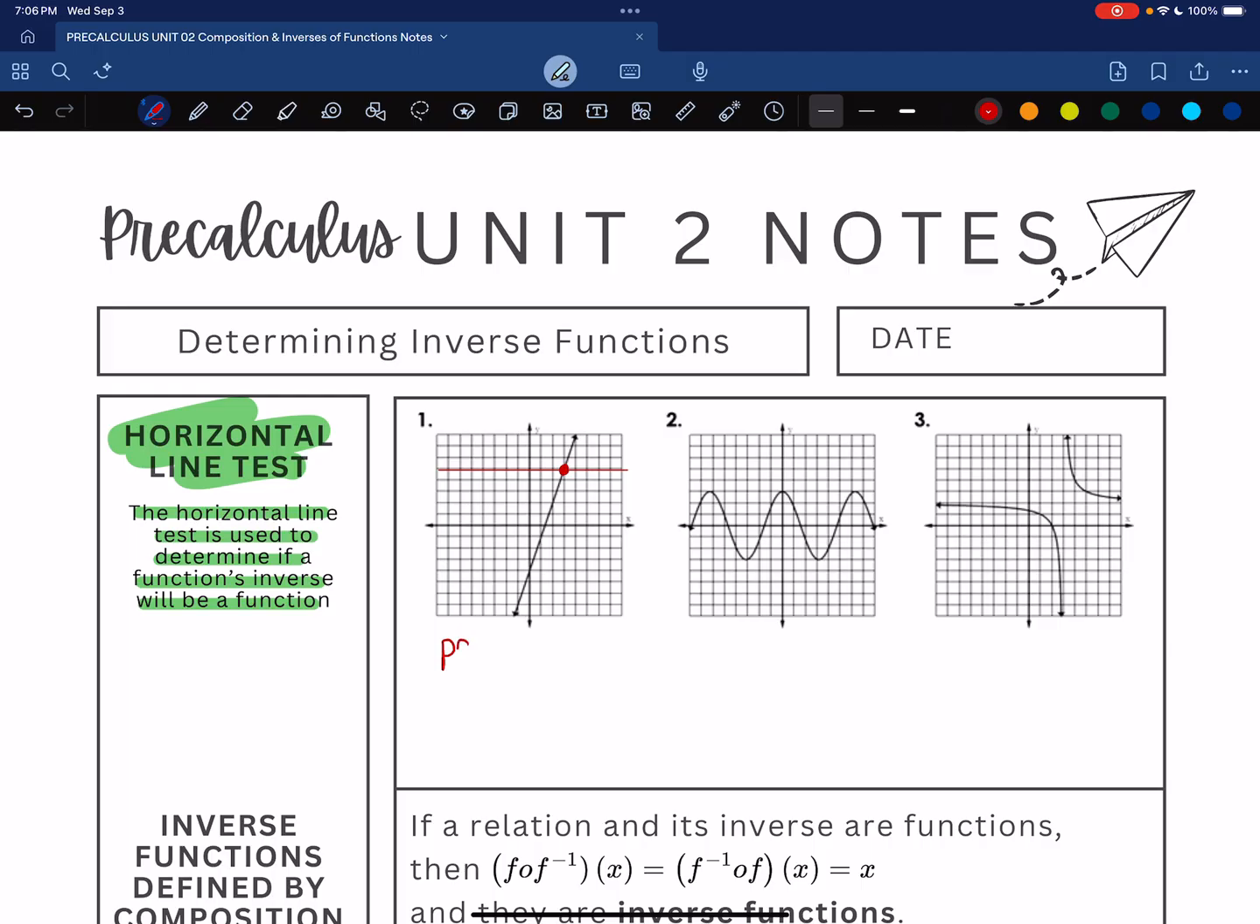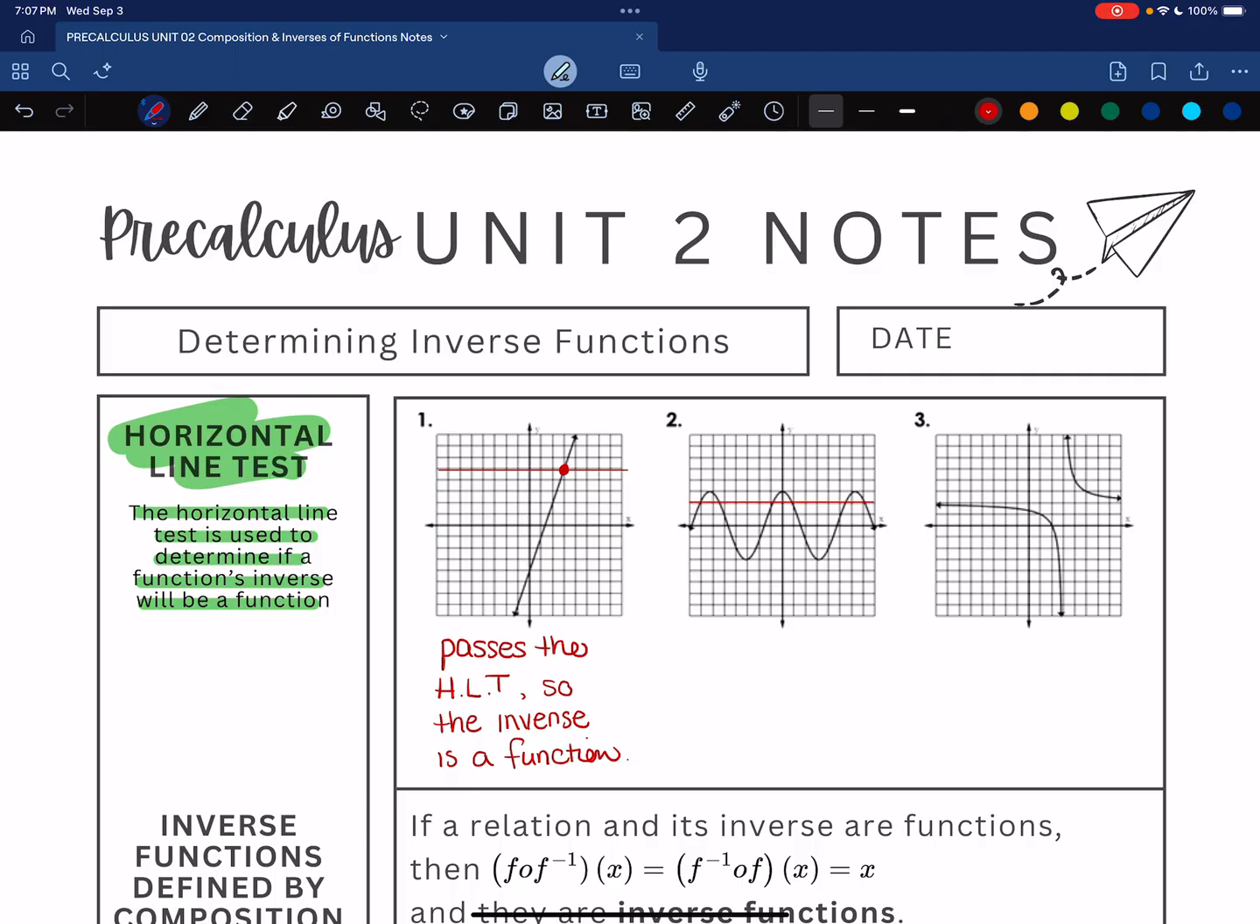So we can say passes, and I like to abbreviate it, horizontal line test. And then we can say, so the inverse is a function. And you would actually go ahead and write it as, if it was f, then you'd write f inverse of x. But take a look at this next example.